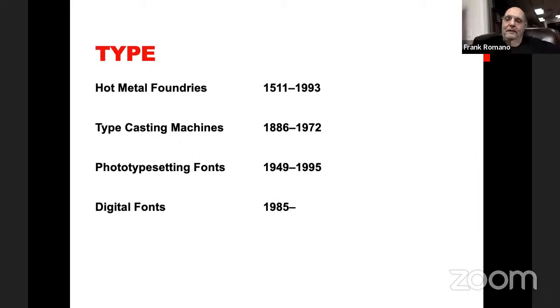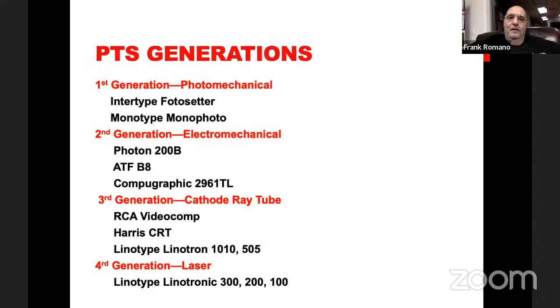Photo typesetting is divided into generations. The first generations were photomechanical. They were essentially based upon old hot metal machines. The photo setter was an Intertype line caster. The monophoto was a Monotype machine. And I'll show you them.